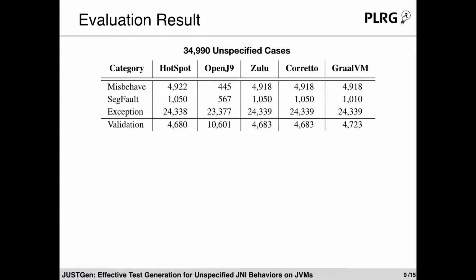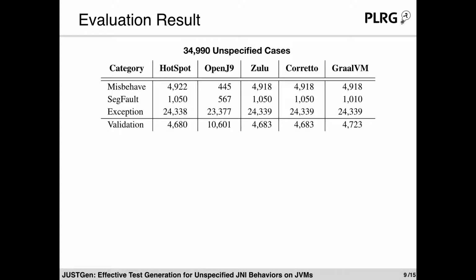By running our 34,990 test cases, we found a lot of abnormal behaviors from JVMs due to the lack of validation, even when the debug option is turned on. We summarized the results into 4 different categories: misbehave, segfault, exception, and validation.